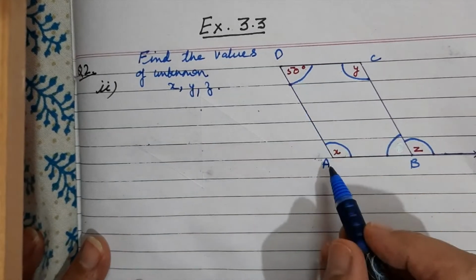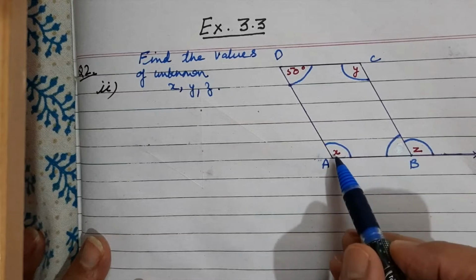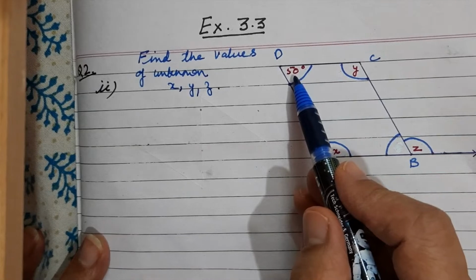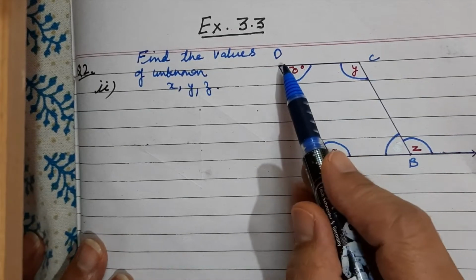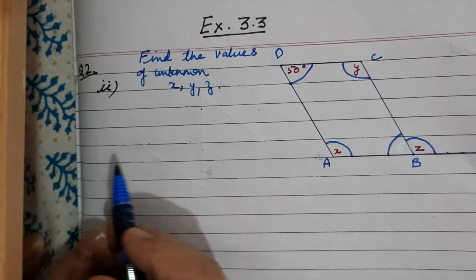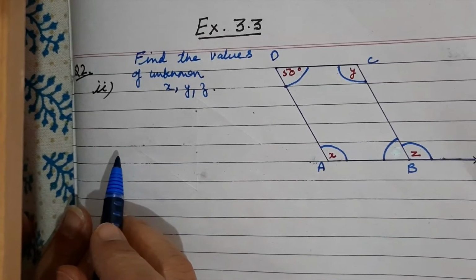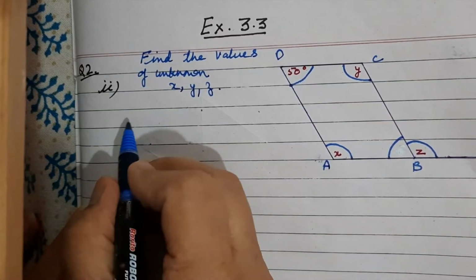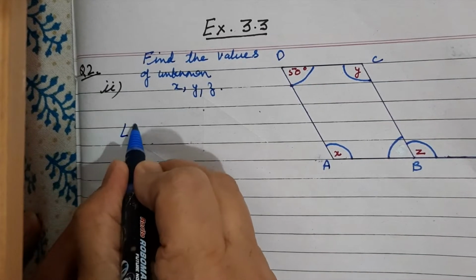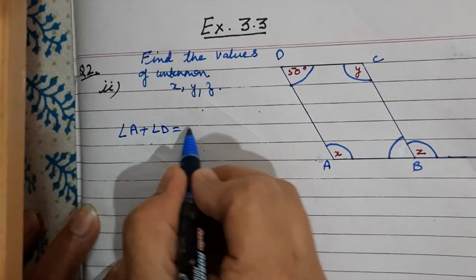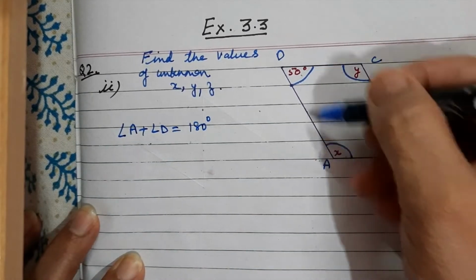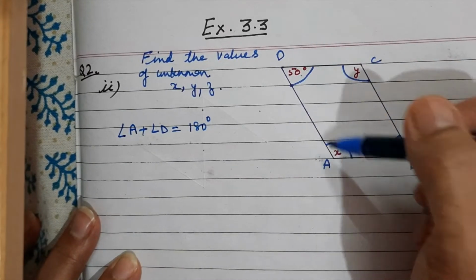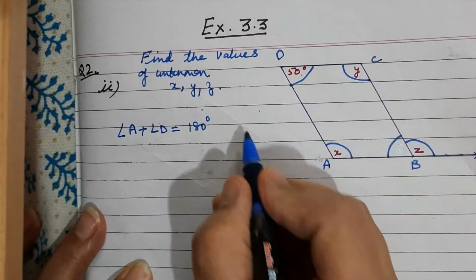So I have named the parallelogram ABCD, where angle A is x, this exterior angle is z, y is unknown, and only one angle is given, 50 degrees, which is angle D. We need to use the properties of a parallelogram to find the remaining angles. Starting from the first property, angle A plus angle D is equal to 180 degrees. Why is the sum of these two angles 180 degrees? Because we know that the sum of adjacent angles in a parallelogram is always 180 degrees.